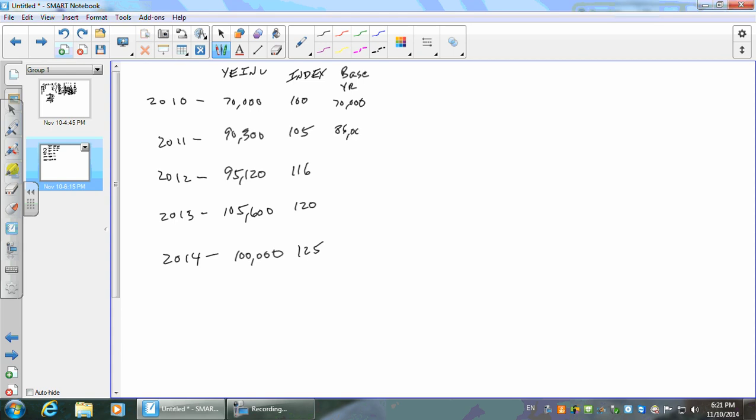The next one, divide 1.16 into 95,120. What's that? 82,000. Everybody got it? I'm just getting the base dollars. What it would have cost in 2010 to buy each of those. Got it? Okay. Take 1.012 and divide it into 105.6, and what do you get? 88,000. Okay, it would have cost 88,000 if I'd have bought them in 2010. It cost 105.6 now, right? To buy it. Okay, and then the 100 divided by 1.25? 80,000? Okay, good.